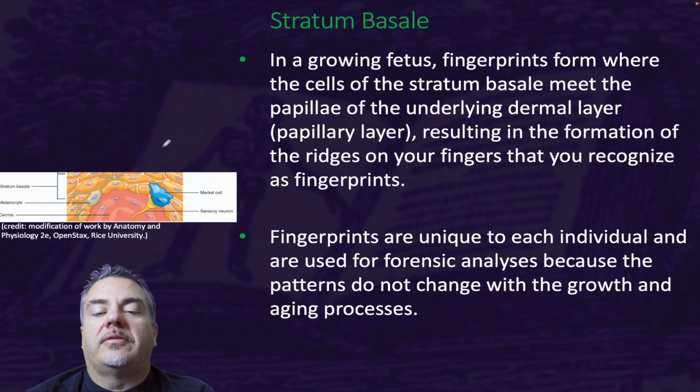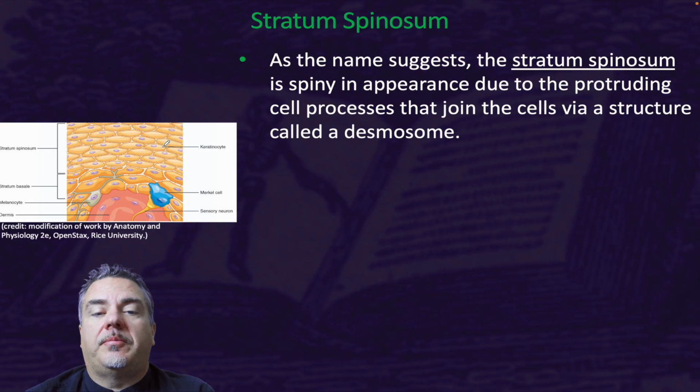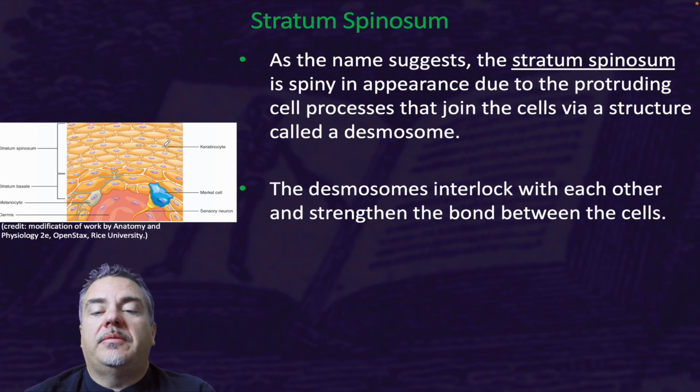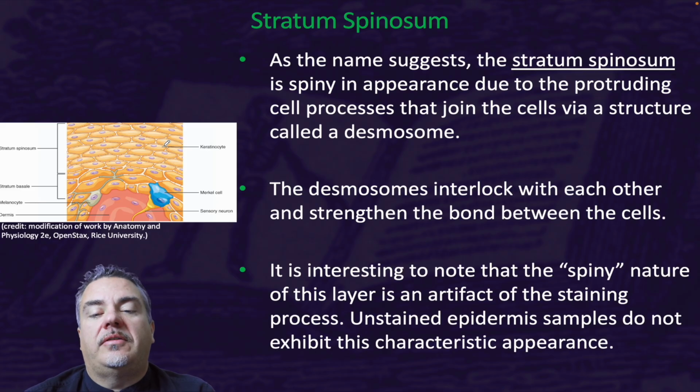As the name suggests, the stratum spinosum is spiny in appearance due to the protruding cell processes that join the cells via a structure called a desmosome. The desmosomes interlock with each other and strengthen the bond between the cells. It's interesting to note that the spiny nature of the cell layer is an artifact of the staining process. Unstained epidermis samples do not exhibit the characteristic appearance.